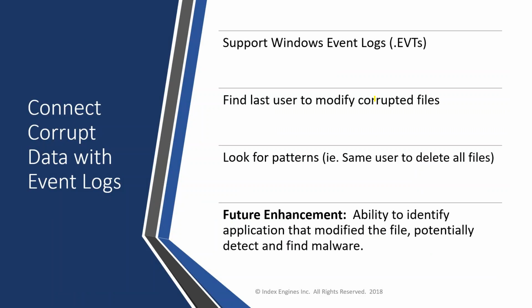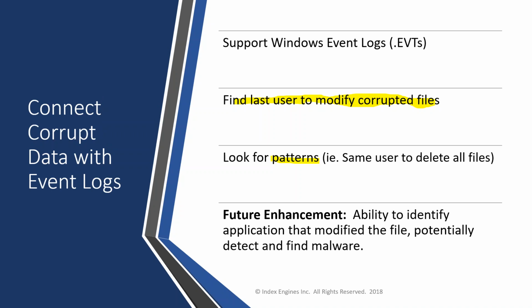But beyond that, we can go further. We can connect to the event logs. So right now, CyberSense supports the Windows event logs, EVTs. And then you can take that listing of files that have been corrupt, and you can find the last user that modified those files. So if you do a query and say, here's the files that are corrupt, show me the user that made those modifications. You can look for patterns. So if there were 500 files that were encrypted or deleted, you can scan through or report on the event logs and say who made those deletions or who made those modifications or encryption.